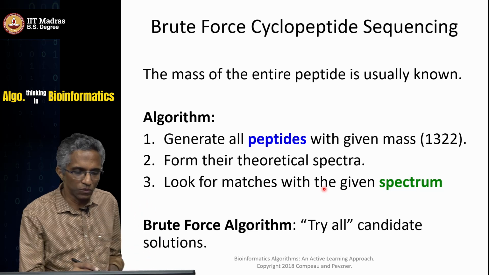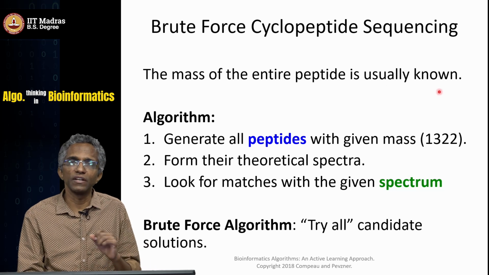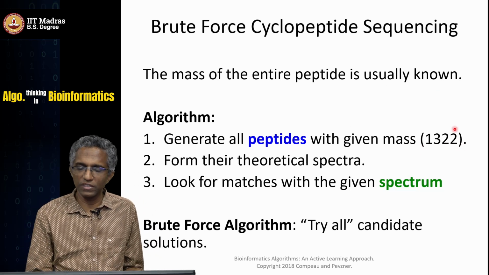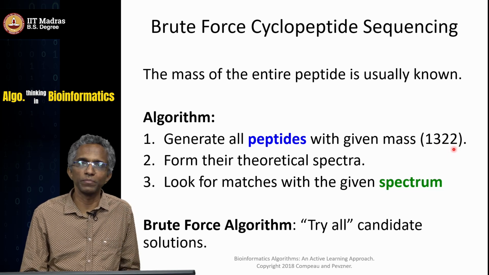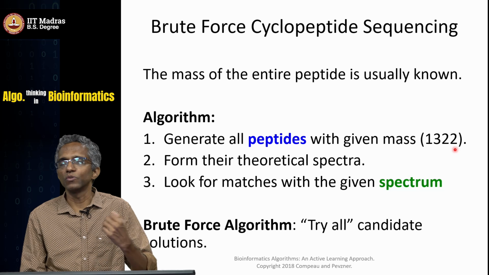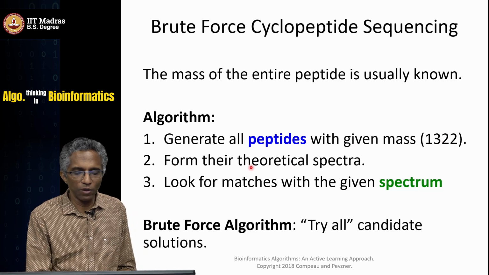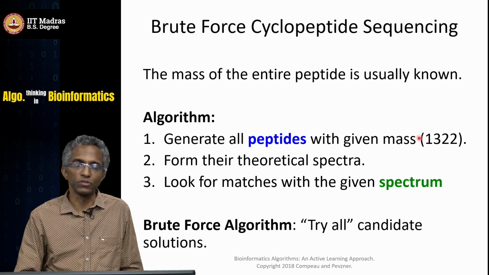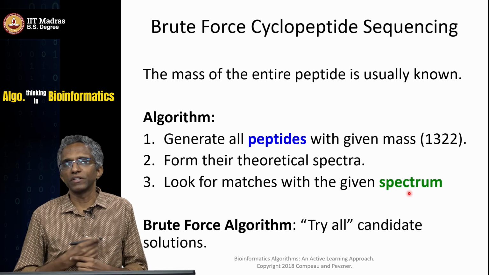Okay. So, the mass of the entire peptide is usually known. So, this strategy would work then. You generate all peptides with a given mass. In this particular case, the tyrocidine B1's mass is 1322. So, you just know the mass of the overall peptide. The mass spectrometer usually gives you that value, right, if you do not fragment it, and then form the theoretical spectra of each of these peptides that matches this mass of 1322, and then look for the matches with the given input spectrum. Okay.